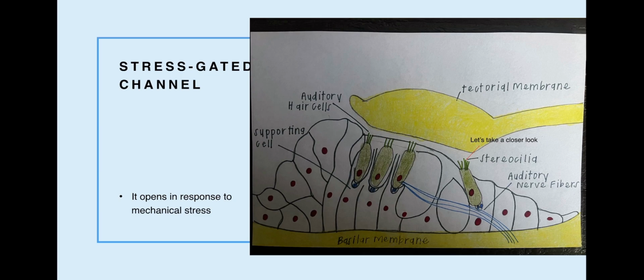Stress-gated channels open in response to mechanical stress. As you can see here, auditory hair cells have a special function where sound waves cause the basilar membrane to vibrate up and down, which creates a shearing force between the basilar membrane and the tectorial membrane, causing the stereocilia to bend back and forth.